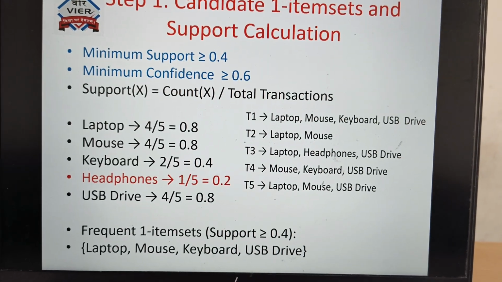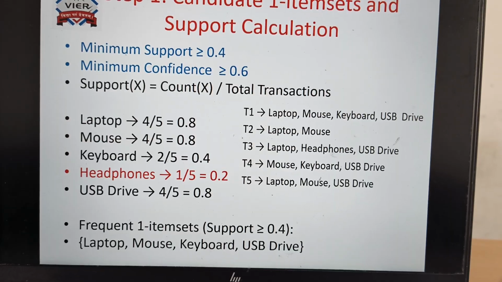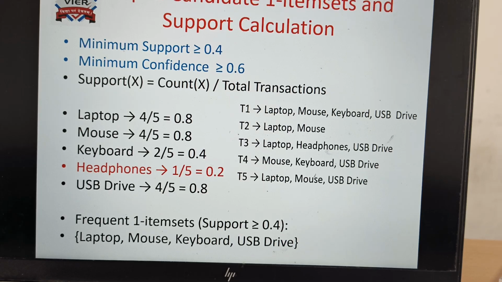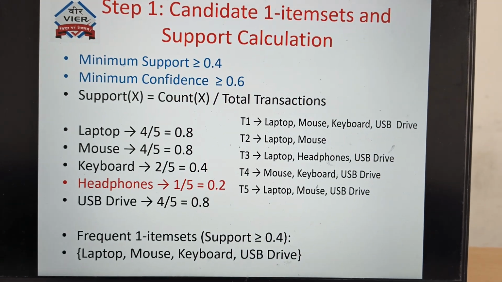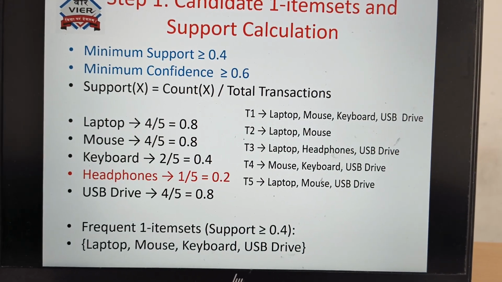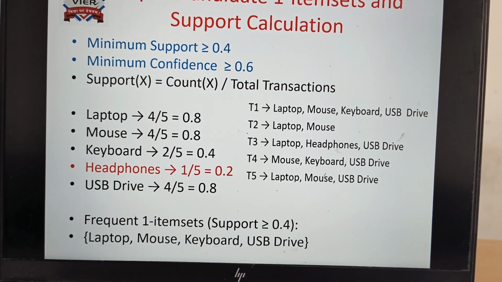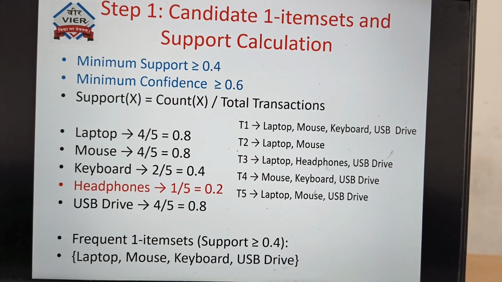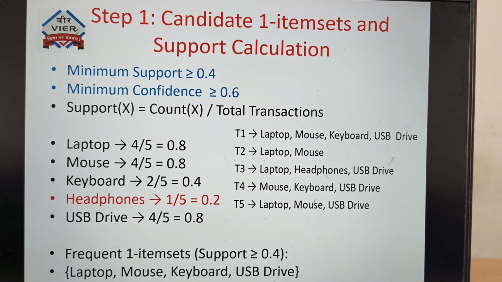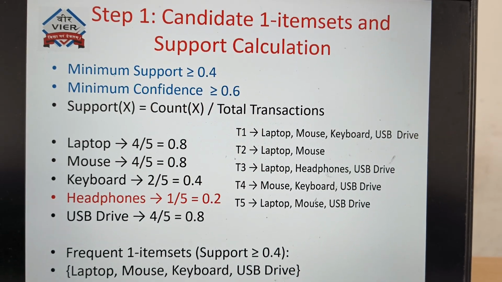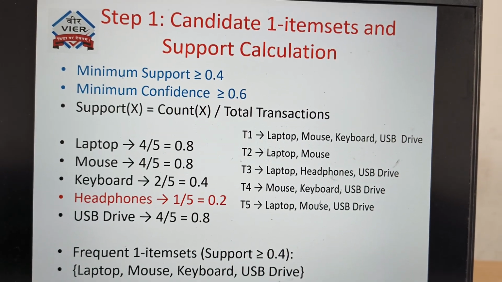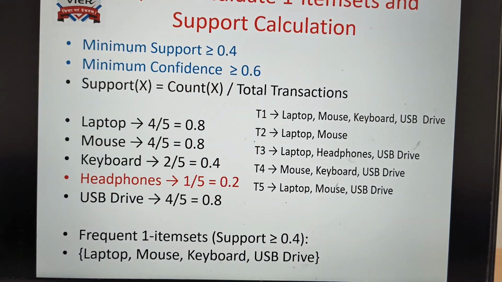For the given data set, we have to calculate the support value and later on we are going to calculate the value of the confidence. For this, I have considered the minimum support value as greater than or equal to 0.4, and second, the minimum confidence value should be greater than or equal to 0.6. So in the first step, we are going to calculate candidate 1 items and the support calculation. Based on the item set, we are going to calculate the support value.